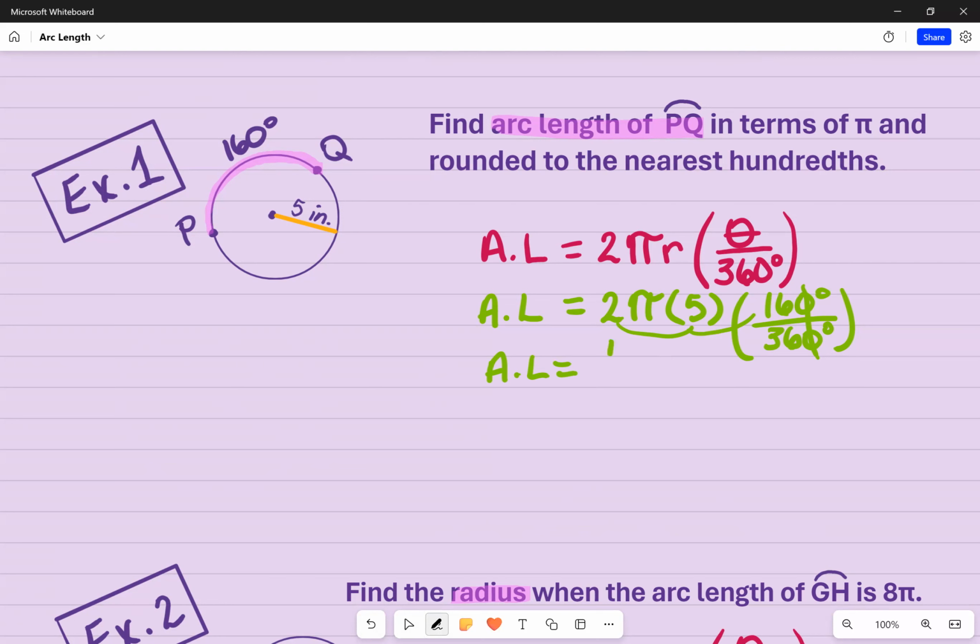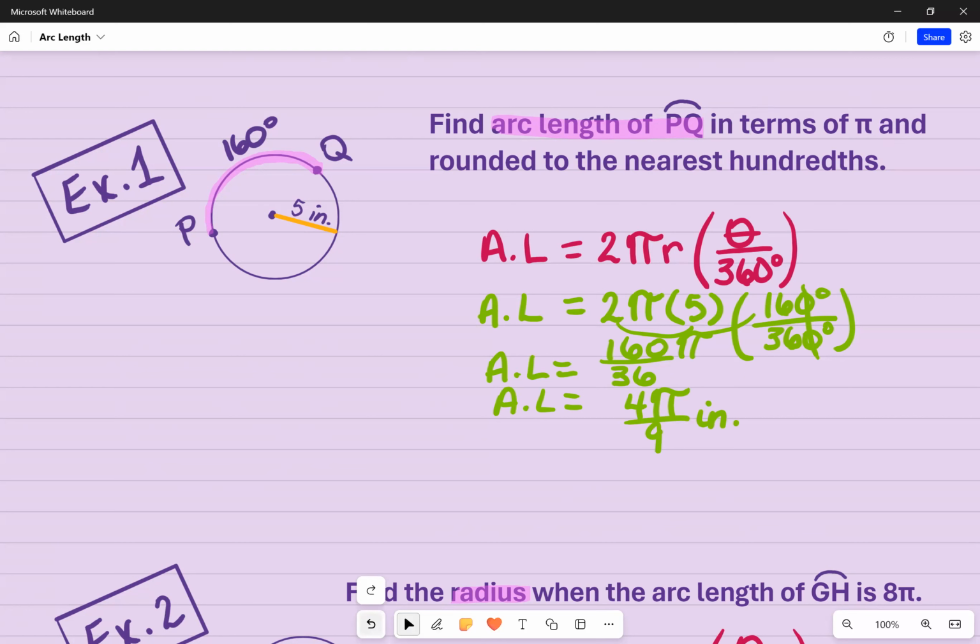That's going to be 160 out of 36 this time. And so my arc length, once I simplify this, and I'm sorry, I forgot my pi, is going to be 4 pi over 9 inches. That's in terms of pi.